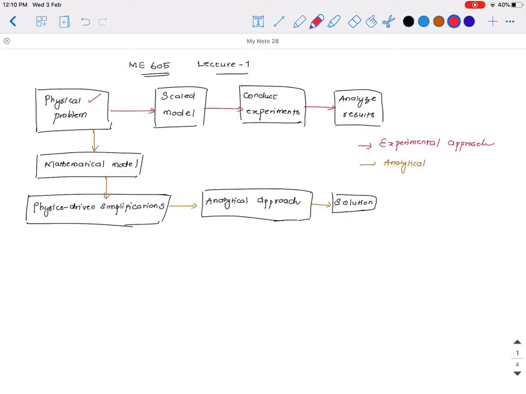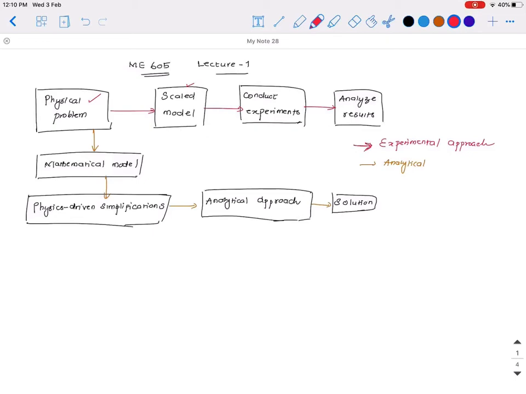In experiments, conducting the experiments on a 1:1 scaled prototype is very expensive. So we develop scaled models and conduct experiments satisfying dynamic similarity conditions. We conduct the experiments and then we analyze the results. The one with the red arrow gives the flow chart of an experimental approach.